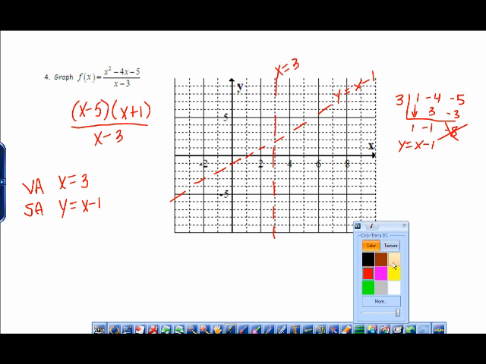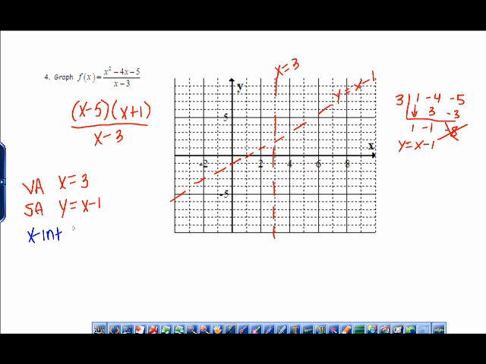Okay, let's go ahead and find these points. First, let's find the x-intercepts. This is where we're looking for the zeros. And here I'm just looking for where the numerator equals 0, because 0 over some other number is still 0. So that's going to be (5, 0) and (-1, 0). All right, so we plot those points, (5, 0) and (-1, 0).